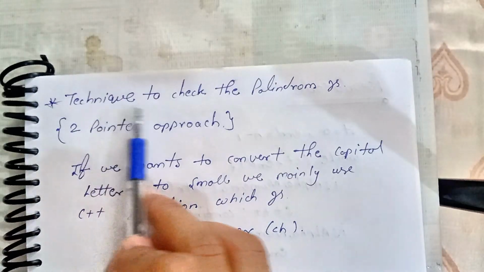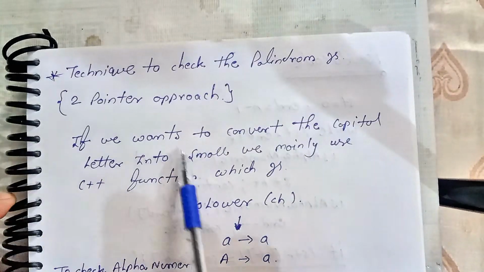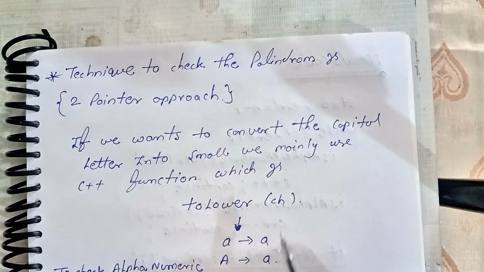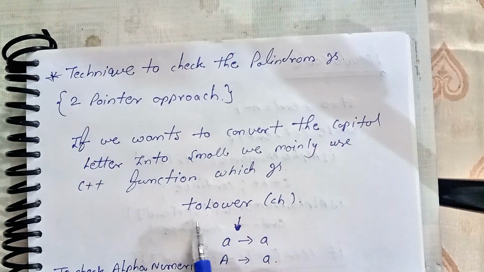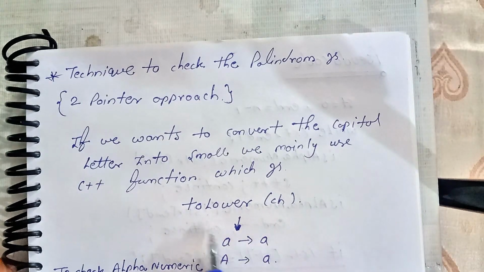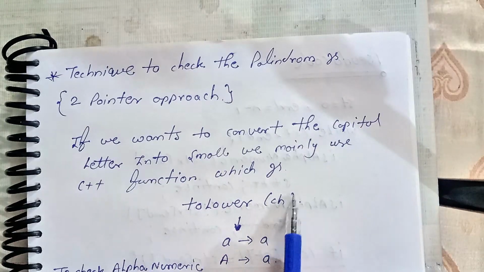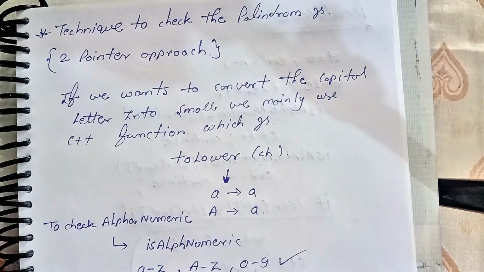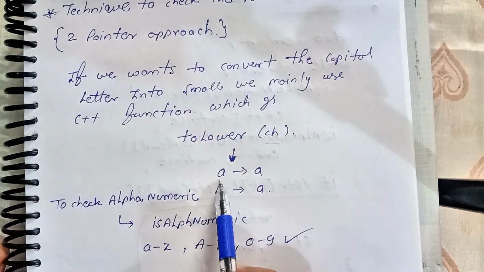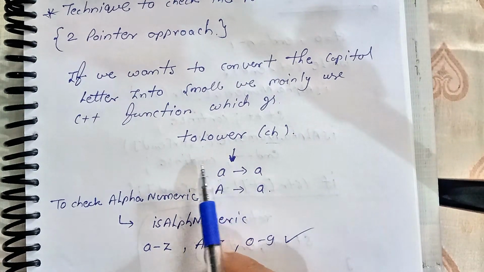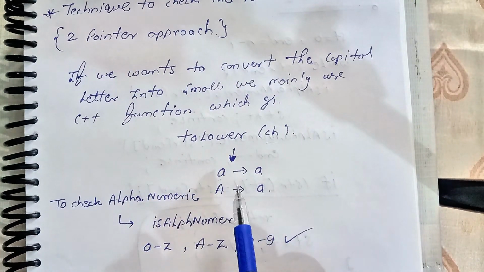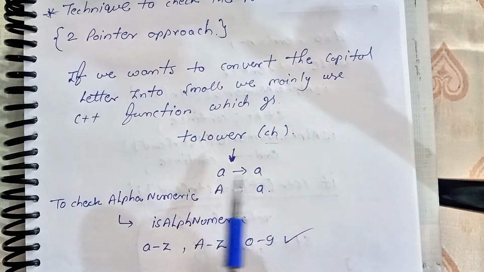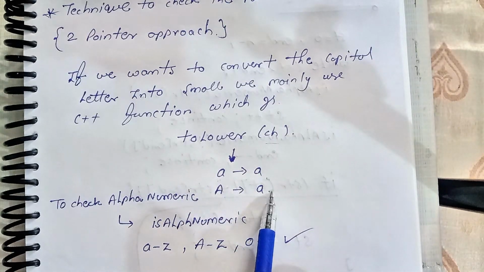So the technique we have already used is the two pointer approach. If we want to convert a capital letter into small, we mainly use a C++ function. Here we have one library function termed toLower. We write toLower, and inside this function we write the character. So it will convert the capital into small. It will convert the small letter into small and the capital letter into small.